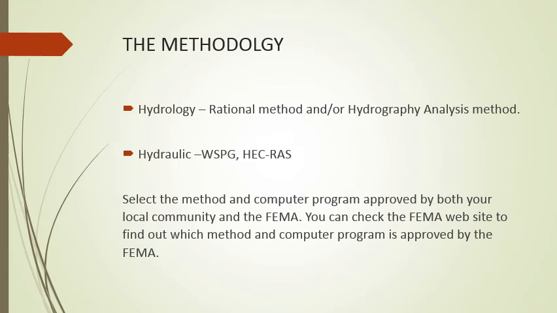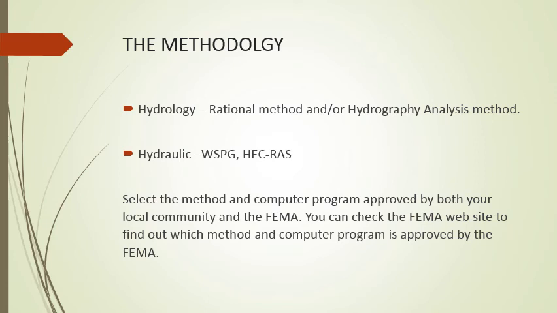As soon as you complete the hydrology analysis, you will need to do hydraulic analysis to find the water surface elevation, either inside the pipe or in the channel, depending on the storm drain system you design or are going to use. That water surface elevation will be called BFE, base flood elevation. Any area higher than the 100-year rainfall frequency base flood elevation, the BFE, will be defined as out of the 100-year floodplain. The most common hydraulic analysis computer programs are WSPG and HEC-RAS.